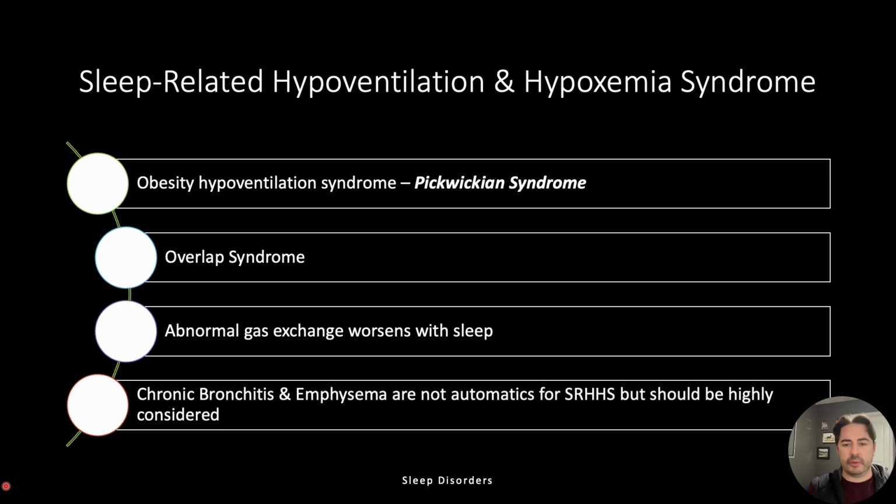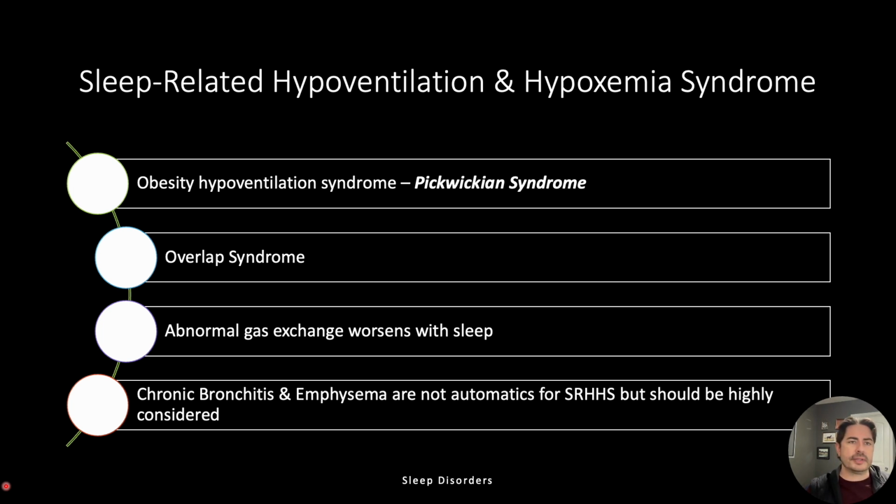So when we look at this, there's a broad range of sleep disorders that are associated with SRHHS. And the one that we've talked about the most, and the one that we're probably most common with, is the Pickwickian syndrome. But this can also coexist with COPD. When we have this overlap with COPD, we call it an overlap syndrome. So you get a number of different disorders that are associated with SRHHS. Other conditions are typically pretty rare, but you can have congenital central hypoventilation syndrome, or neuromuscular disorders, or even chest wall disorders.